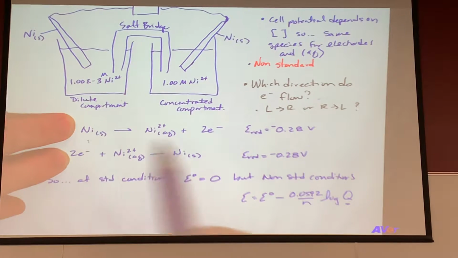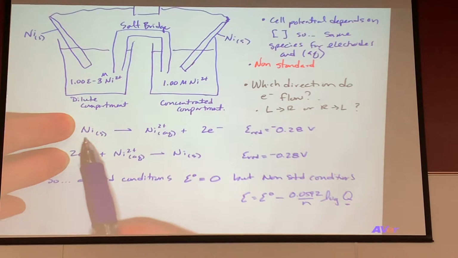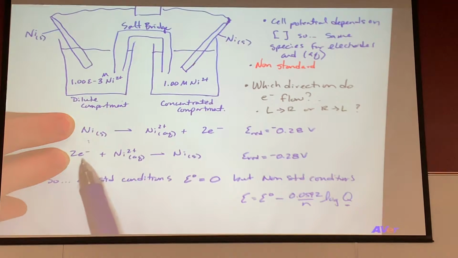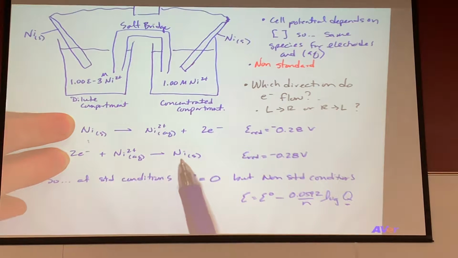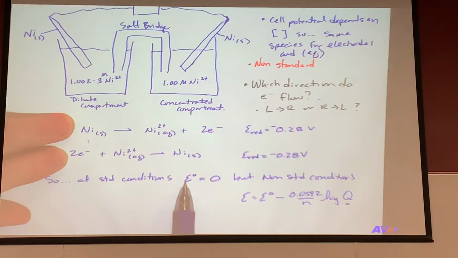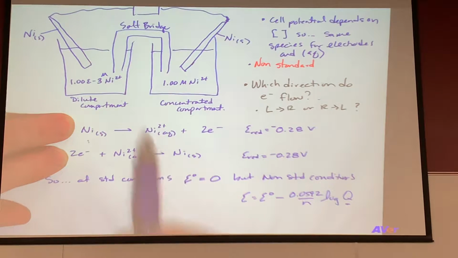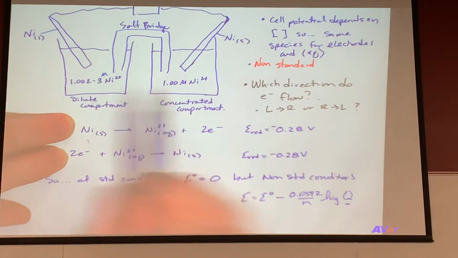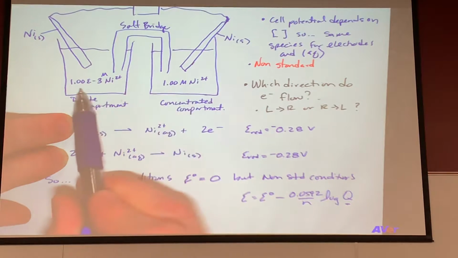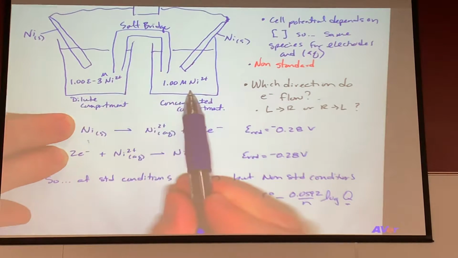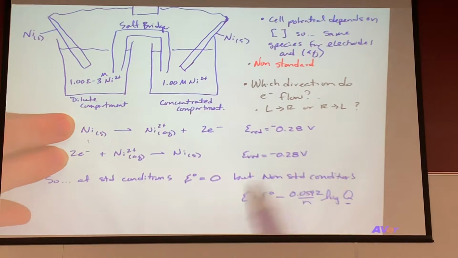But the top one, you go from nickel to nickel 2 plus, that's an oxidation. The bottom one, you go from nickel 2 plus to nickel, that's a reduction. The cell potentials are the same. So if you solve this under standard conditions, the cell potential is 0. Because remember, at standard conditions, these would be the same concentration, whether it's 1 molar and 1 molar, or 1 times 10 to the negative 3 and 1 times 10 to the negative 3. But they're not. So that's where the Nernst equation comes in.